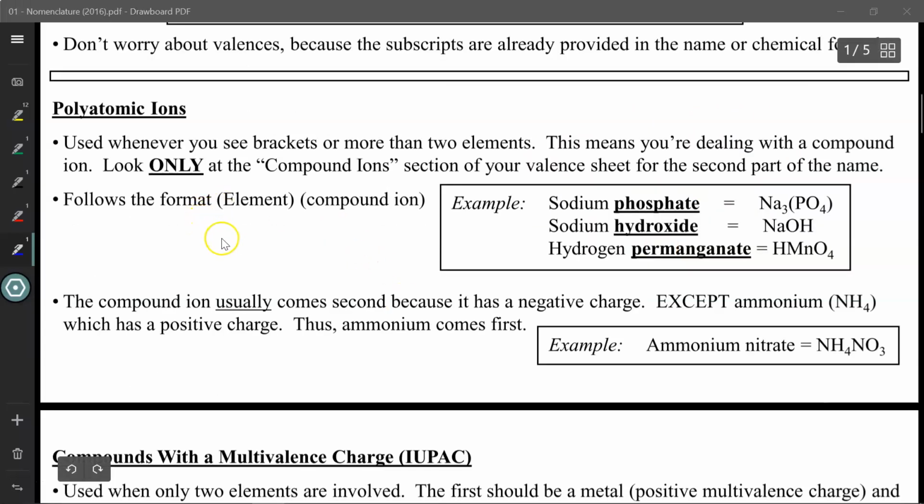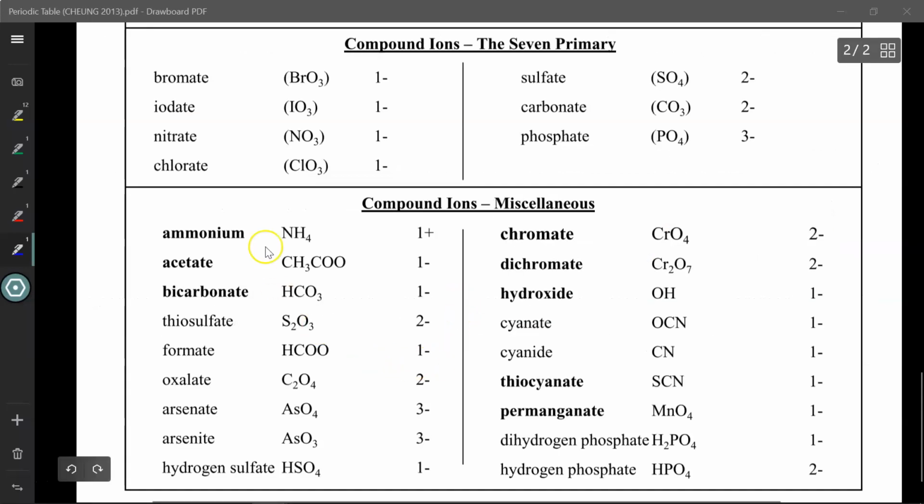The next naming system we're looking at is called polyatomic ions. The prefix poly means many, and atomic, well, atoms, so many atoms. So use this naming system when you see more than 2 elements involved. So over here, sodium phosphate, I see sodium, phosphorus, and oxygen. So there's 3 atoms involved. Sodium hydroxide, Na, O, and H, 3 elements involved. Now, polyatomic ions are a special grouping of atoms.